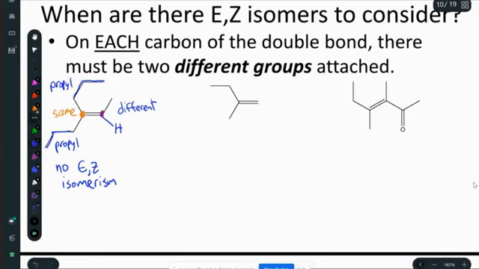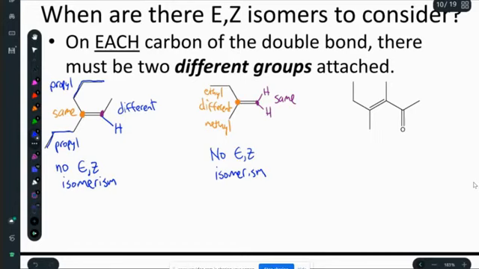If I look at the second one, if I look at the left side here, I've got an ethyl group and a methyl group. Those are different. If I look at the right side, well, what do I have there? I have a hydrogen and a hydrogen. Those are the same. So again, conclusion here, no easy isomerism. Not that I have to consider.